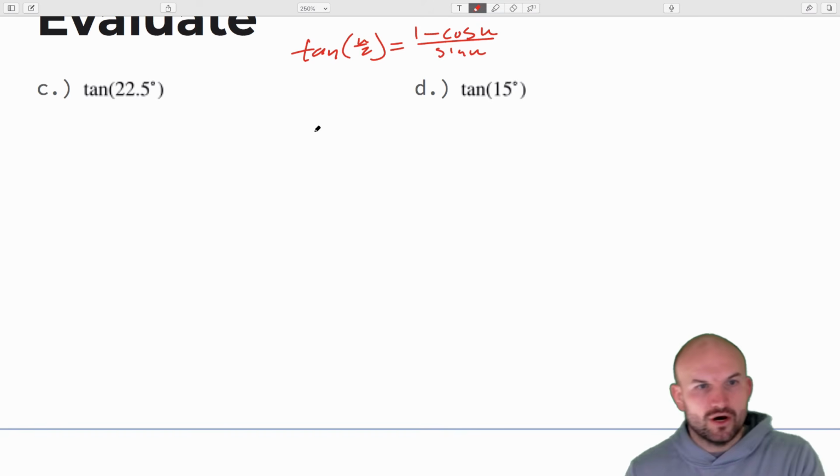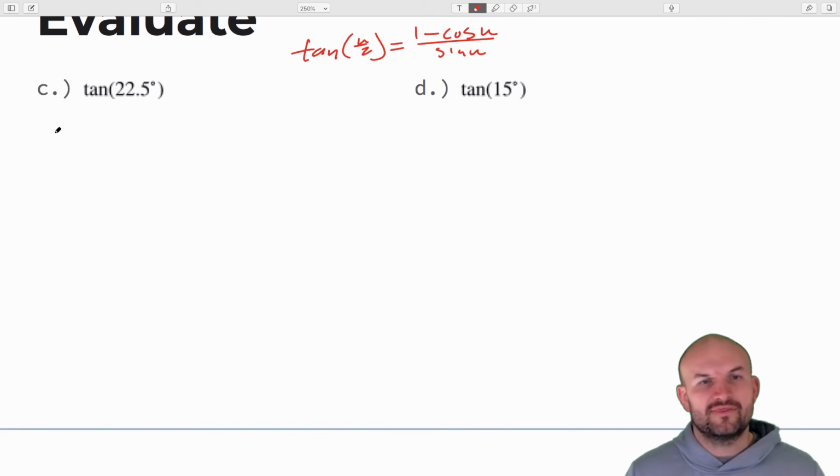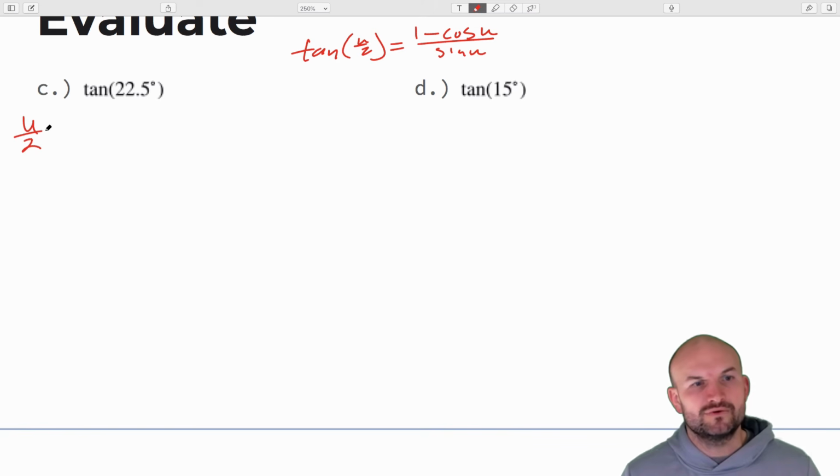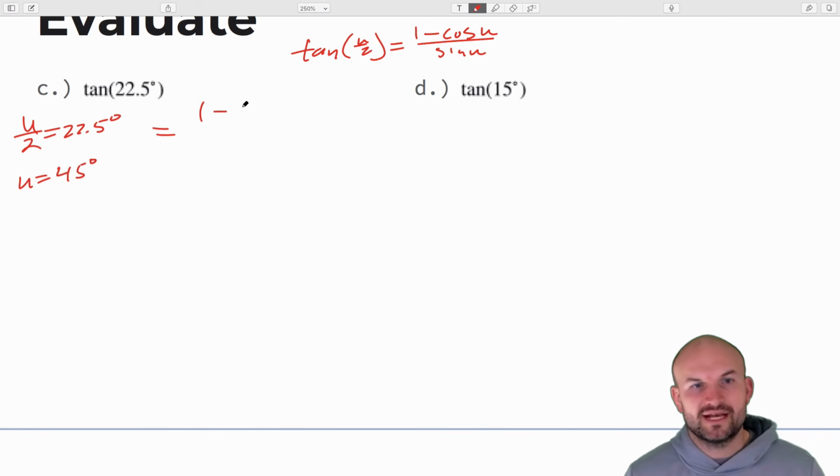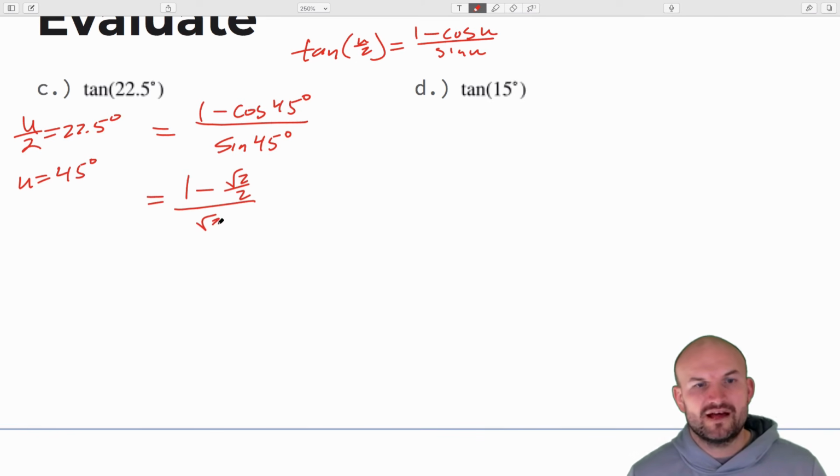Okay, so if we recognize this case, if u over 2 is 22.5 degrees, that means you're just going to multiply by 2 to get 45 degrees. So now we're just going to plug this into the calculator: 1 minus the cosine of 45 degrees all over the sine of 45 degrees. So we have 1 minus the square root of 2 over 2, divided by the square root of 2 over 2.